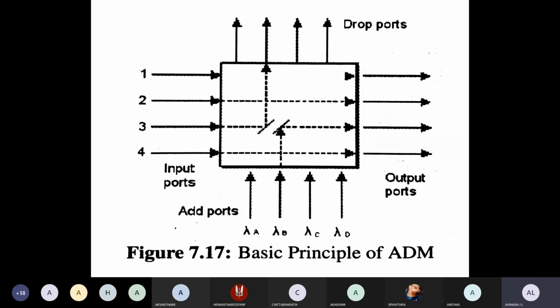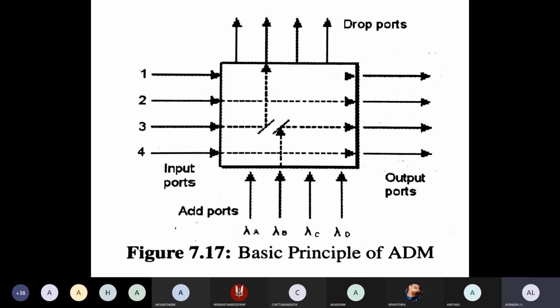So I'll give you 2 or 3 minutes of time. Please read the diagram, all of you. So please write down the diagram.